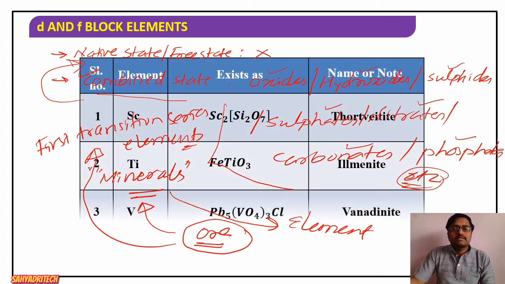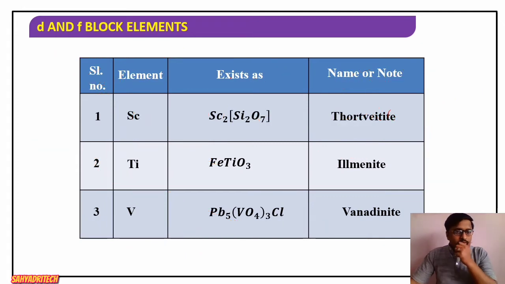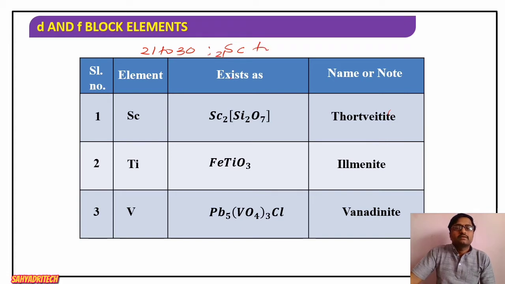Well, what are the first transition series elements? The atomic number is 21 to 30, from scandium at atomic number 21 to zinc at 30. If you consider scandium, the symbol is Sc. Scandium exists chemically as Sc2Si2O7, a combined form of scandium.